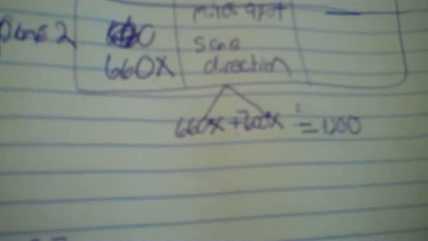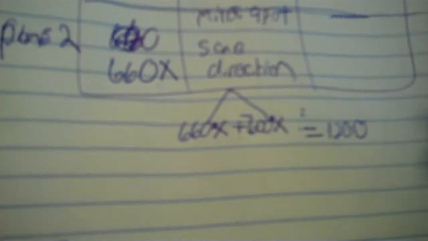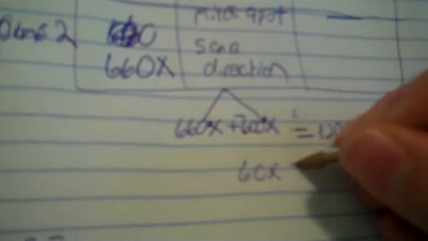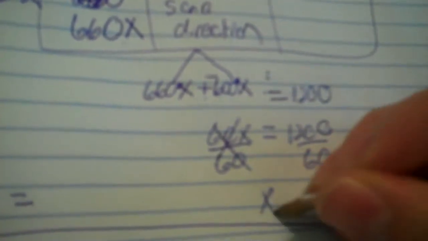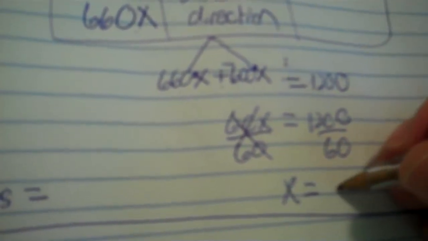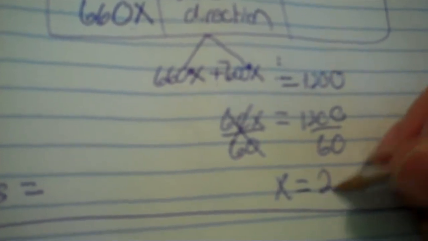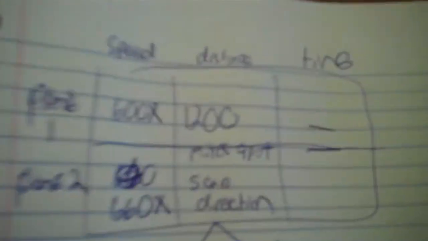Okay, so minus, well, plus negative. Got these two x's here. And these are on the same side, so I can go ahead and combine those. 660 and negative 600 is 60x equals 1200. Then I divide by 60, divide by 60, and x is 20. Okay, so 20 hours.